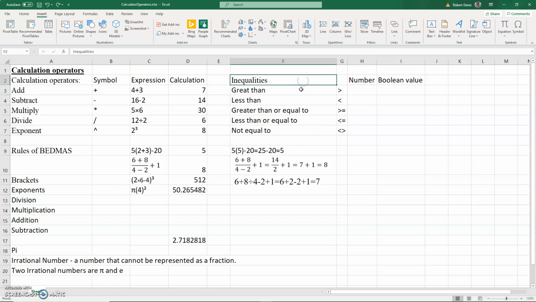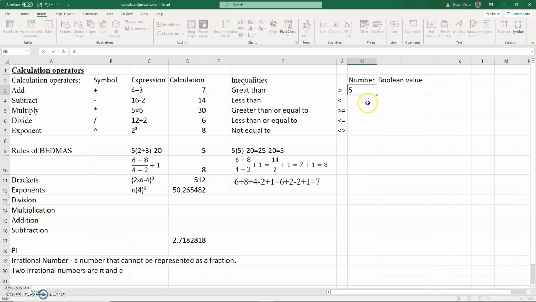Let's take a look at inequalities. So these here represent inequalities. What are these? Greater than, less than, greater than or equal to, less than or equal to, and not equal to. So these are the representations that we use inside of Microsoft Excel. So let's just come up with a number, 5. And if we want to try and create a Boolean value, this is something which returns either true or false. So is this cell greater than 5? It's coming up false. What if we change this to 6? Well, we hope that it should be true.